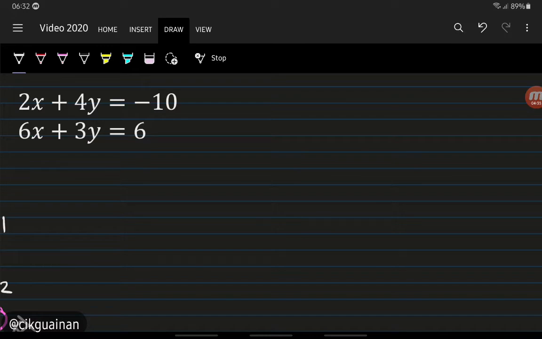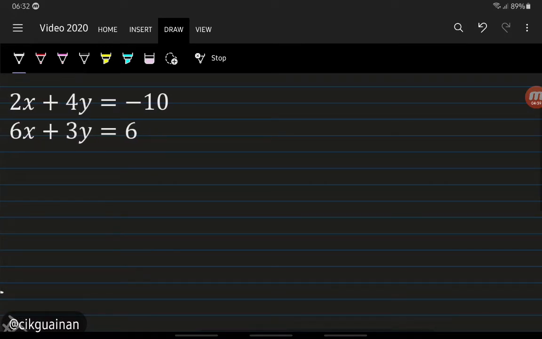So for this one, the numbers got disrupted, but that's fine. Let's have this one. This is the first equation, this is the second equation. Which one is easier for us to single out? Everything has a coefficient, right?